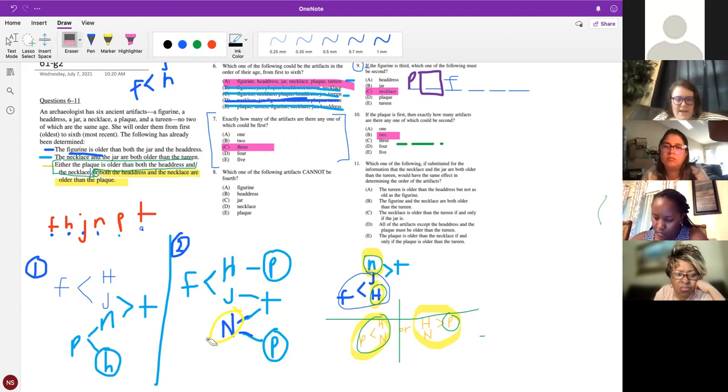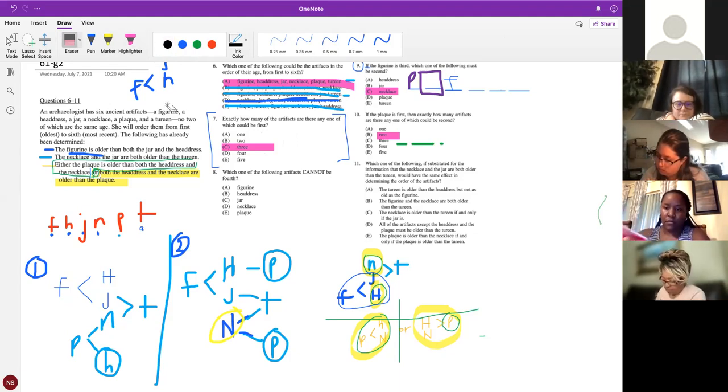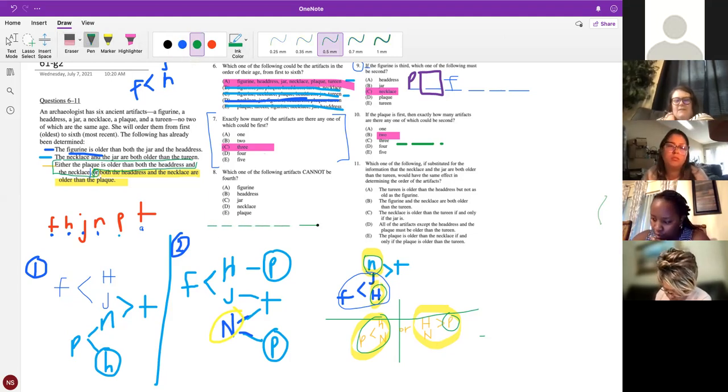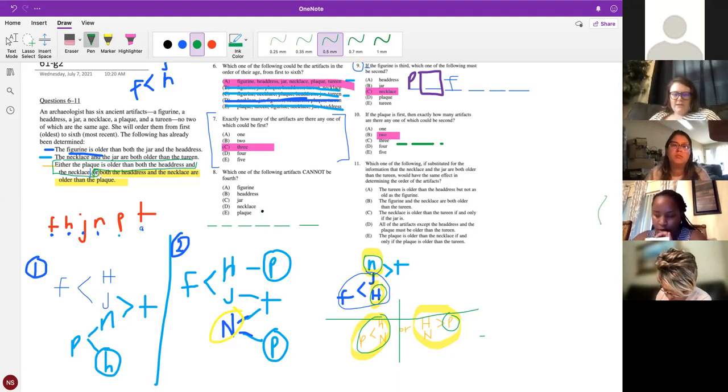And then for 8, it says, which of the following artifacts cannot be fourth? So I would quickly draw out 1, 2, 3, 4, 5, 6. I'm just a very visual learner. A lot of people wouldn't have to do this, but I'd be like, okay, I'm looking for what cannot go here. What would be your first reaction of solving this one, Amani? Like, what would be your gut reaction?